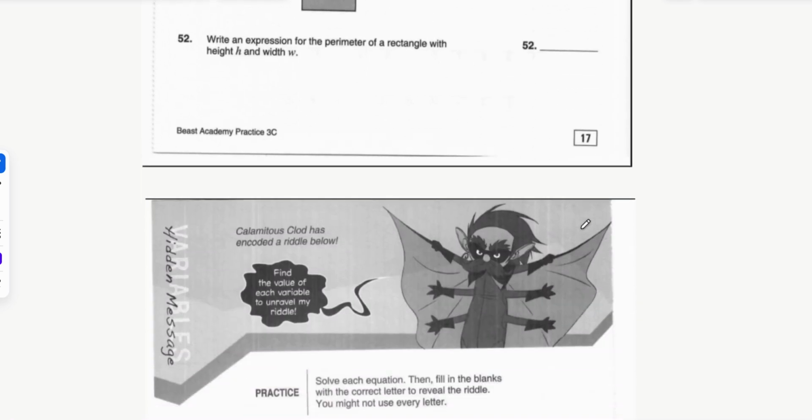Next, we have to write an expression for the perimeter of a rectangle with height h and width w. To find the perimeter of a rectangle, we have to add the lengths of its sides. So the perimeter of a rectangle with a height of h and a width of w is h plus w plus h plus w. Since addition is commutative, you may have added the 2 h's and the 2 w's in any order.